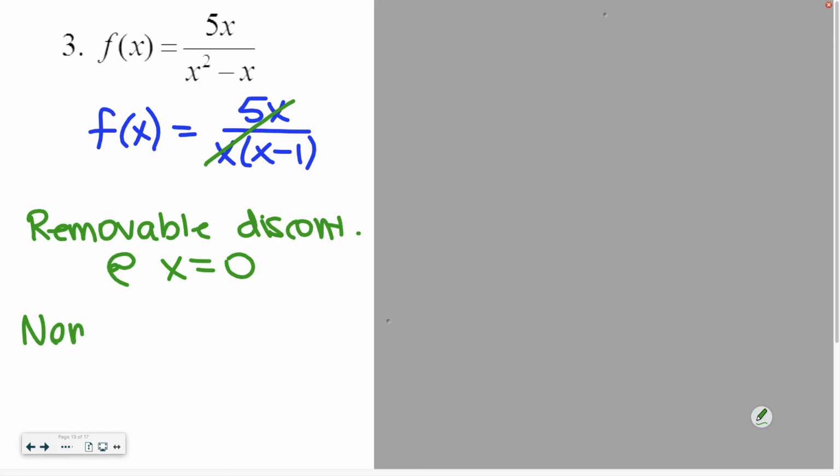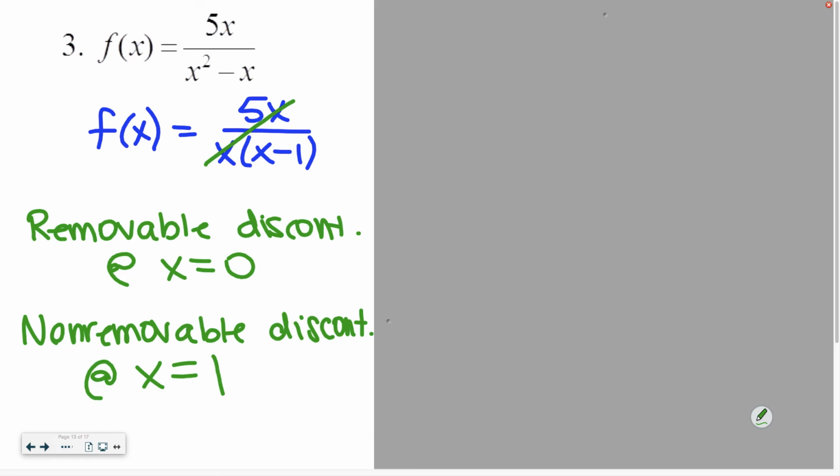But then we have non-removable discontinuity at x equals 1 because we have an asymptote. It takes you longer to write these words than it does to figure it out. And don't mind me, I'm going to go ahead and abbreviate that word because I don't have enough space. But I need you to be able to tell the difference between removable and non-removable.